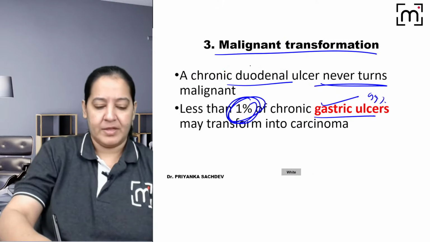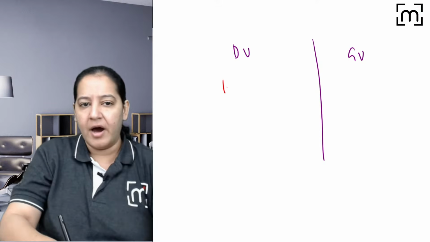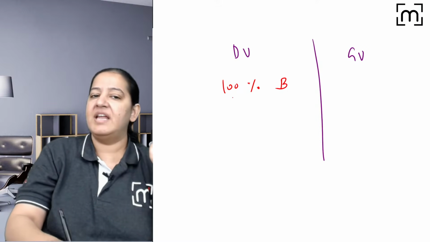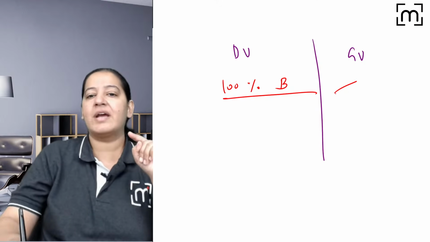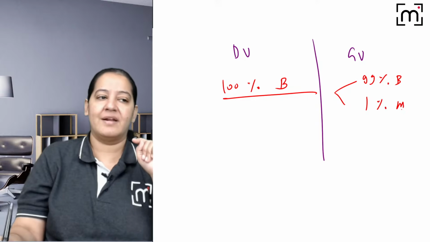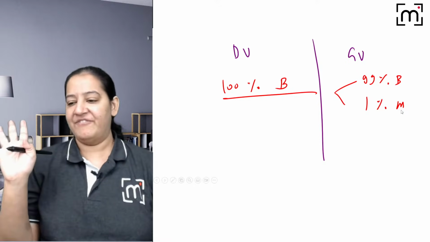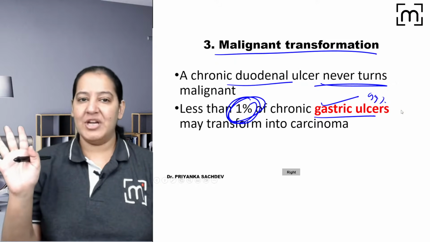So can I say, of the two types of ulcer, duodenal and gastric? Duodenal are 100% benign. They never turn malignant. But gastric are 99% benign. 1% can turn malignant. Please understand it and learn it. Never forget. So you have understood the three types of complication.